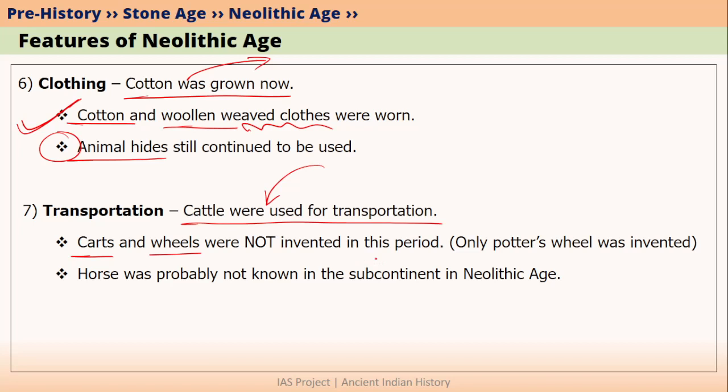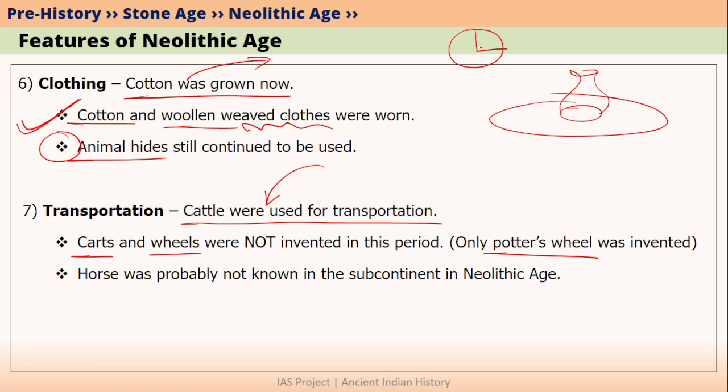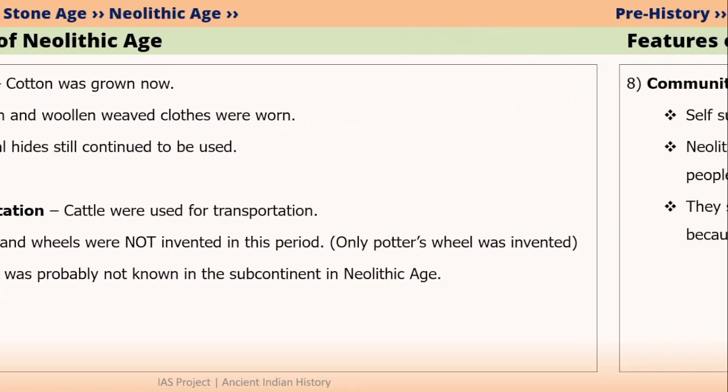One kind of wheel was, however, invented. What was that wheel? It was potter's wheel. So, they invented potter's wheel for making pottery, but they did not use this wheel for transportation. I hope this is clear. So, Neolithic people used potter's wheel but not transportation wheel. Moreover, horse was probably not known to the Neolithic people of India because we do not have evidence of horse bones from the Neolithic period or even before that.